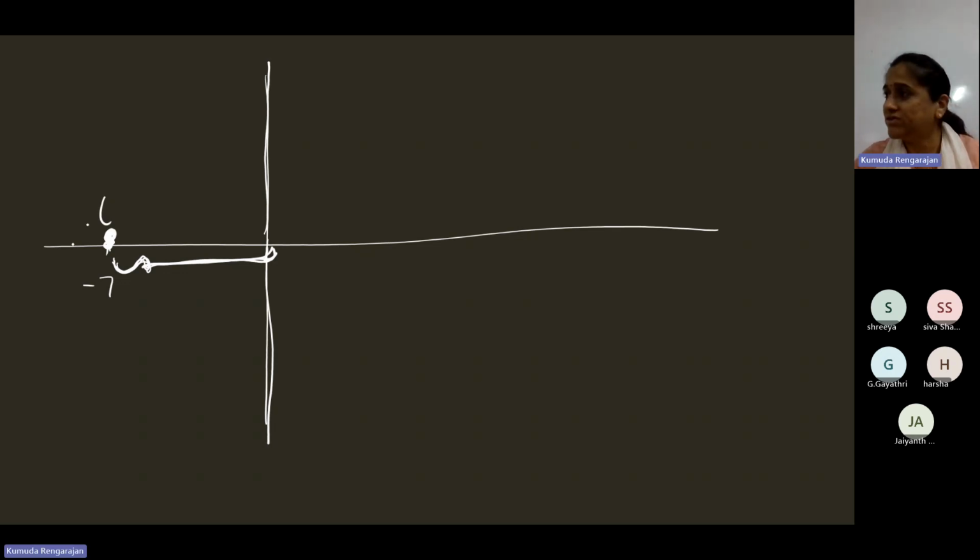Okay, what to write first? Distance from the y-axis. No, listen. Distance from the y-axis is only 7 units. But it's on the left side. So -7 you should write. Comma. Distance from the x-axis: it's on the x-axis, so 0. Correct?